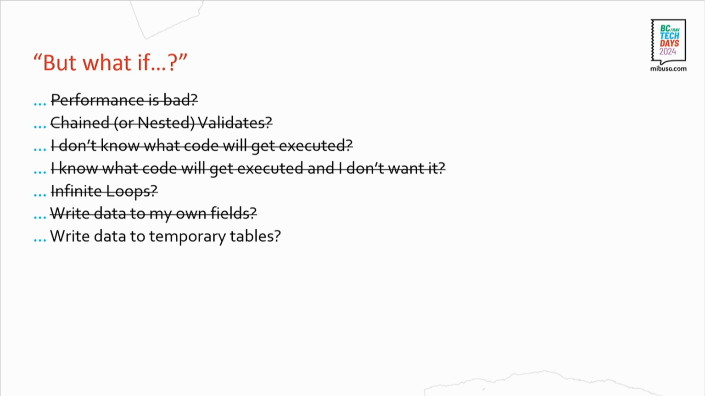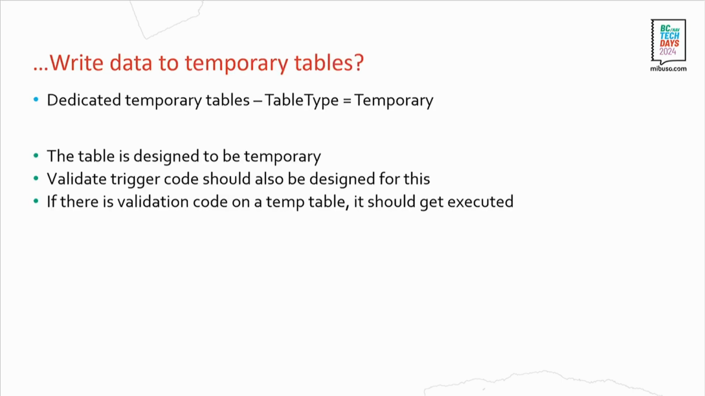Temporary tables. I think this is what many of you were waiting for, and now we are slowly approaching the exceptions phase of the presentation. We have split this into 2 types. First, the dedicated temporary tables. Whenever you set the table type to temporary, you have a record, a table object, which knows about the fact that it's used as a temporary table. It's designed to be temporary.